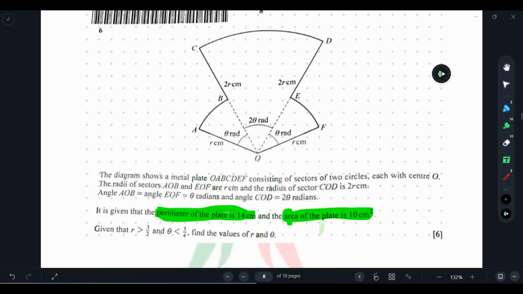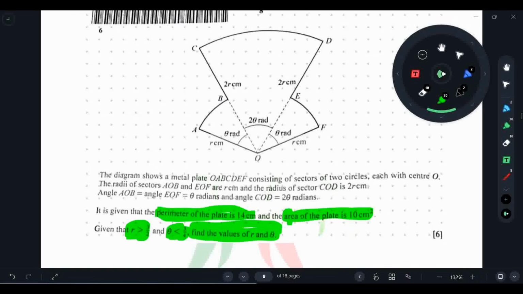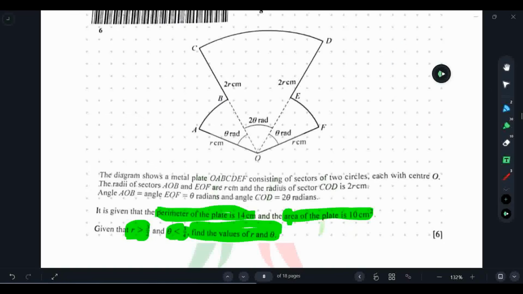Now, what we have to find out? Find the value of r and theta, and they gave us the condition that r is greater than 3 by 2 and theta is less than 3 by 4. Now we know that the perimeter means the sum of all sides.